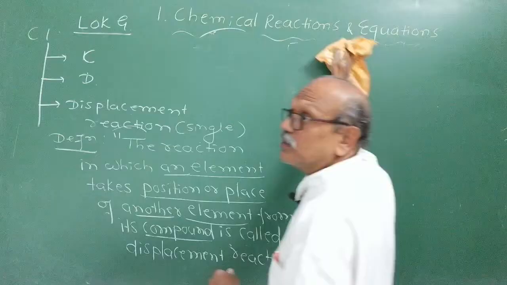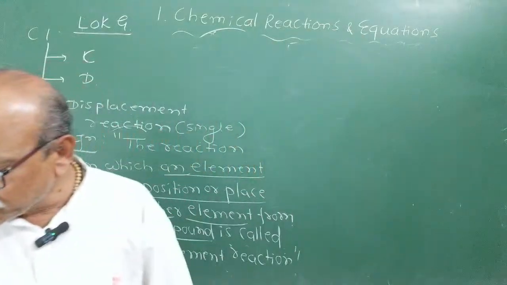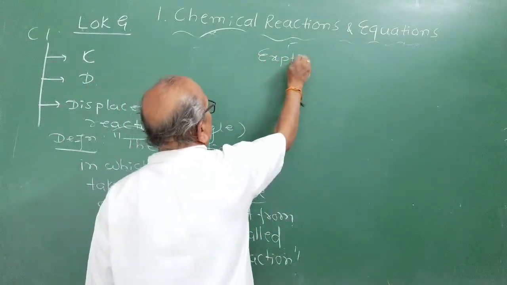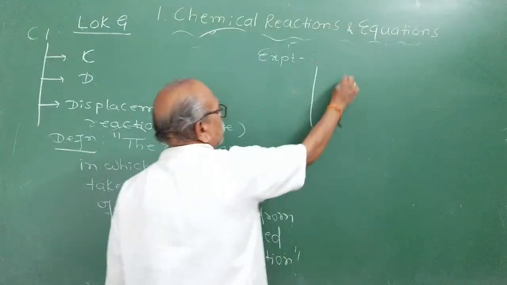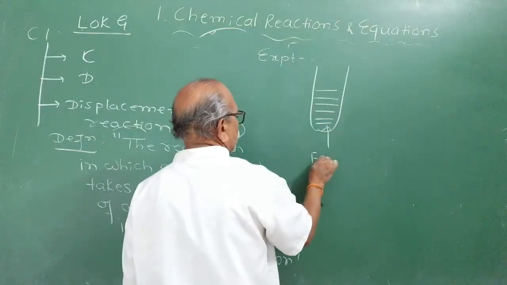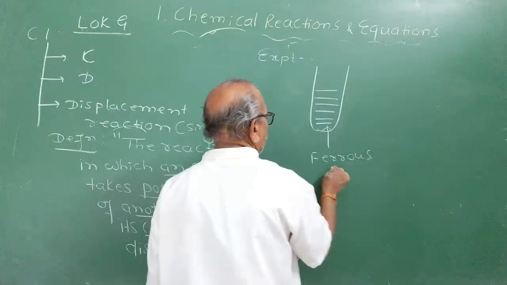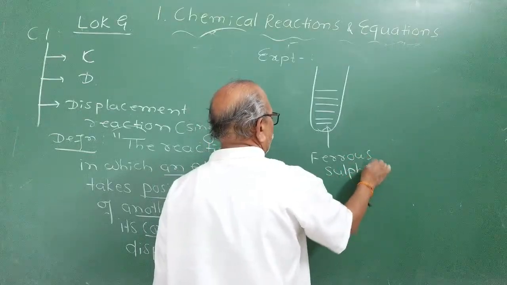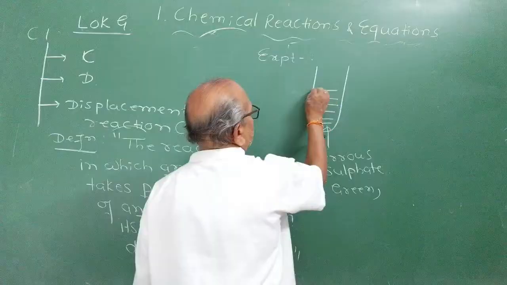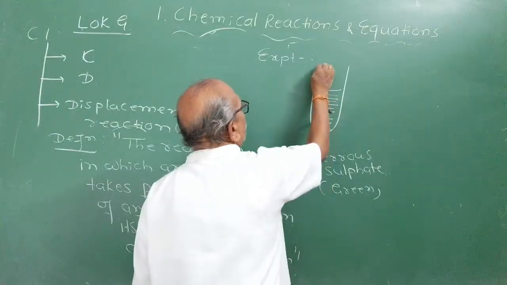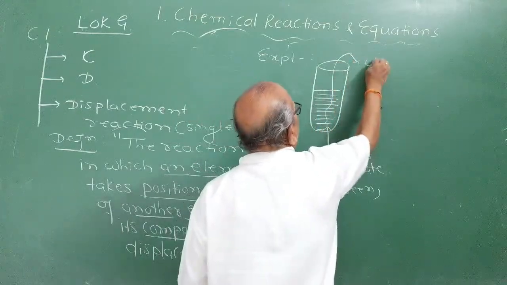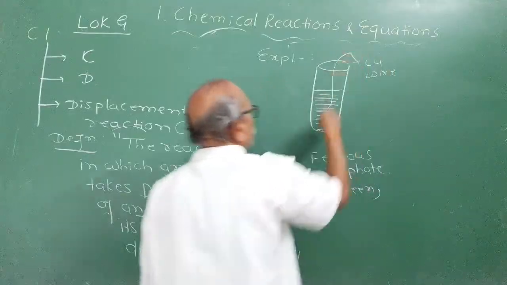Double displacement reaction. Now, I will ask you a question. I will repeat the same experiment like this. This time I will take ferrous sulfate solution, which is green in color, in water. Take ferrous sulfate crystals, which are green in color. Now, in a test tube, take a copper wire. Copper wire is available even at home. Copper wire, and immerse it for 30 minutes.